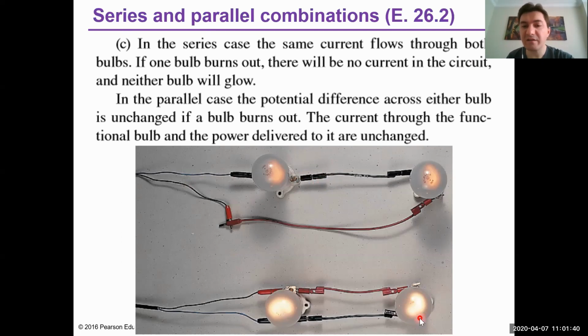But in the parallel case, let's consider that this is broken. Current at the beginning was traveling like this, okay? If this is broken, this will be off, but since we have current passing through that light bulb, this will be on, okay? So this is another advantage of the parallel connection.